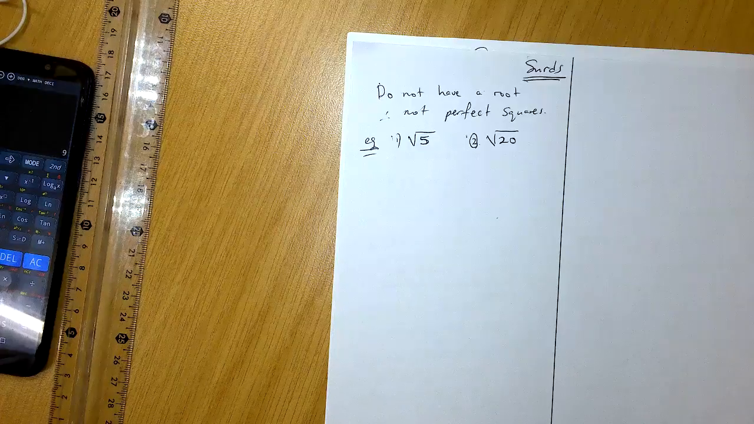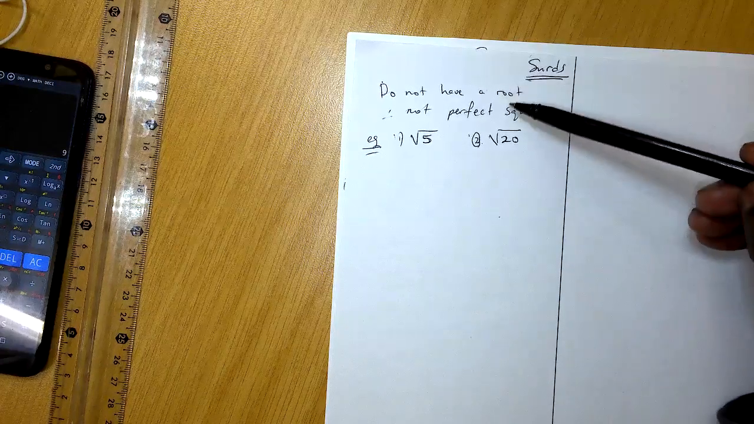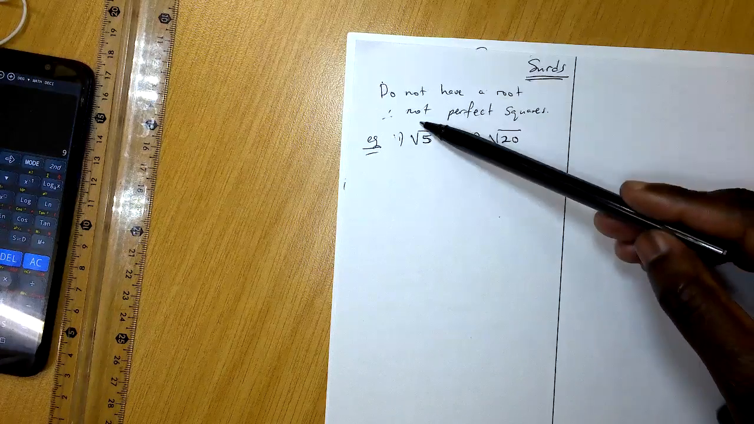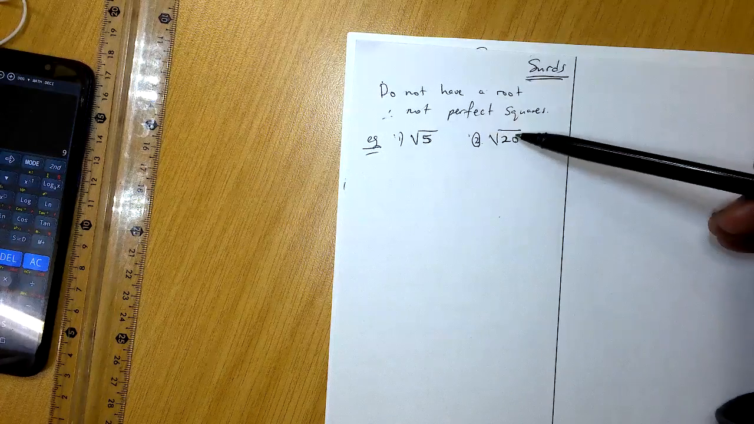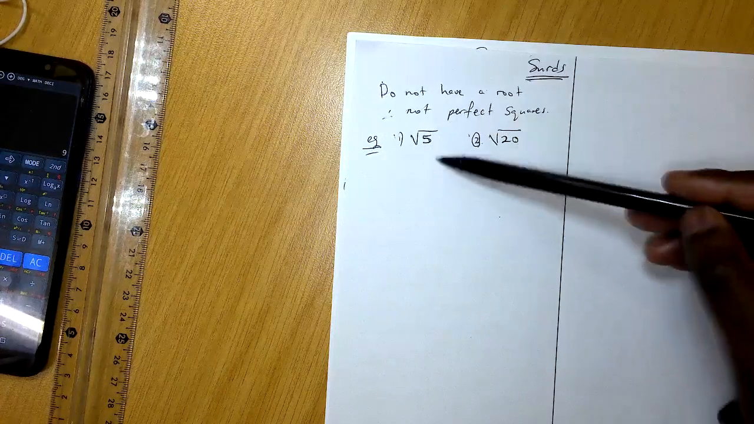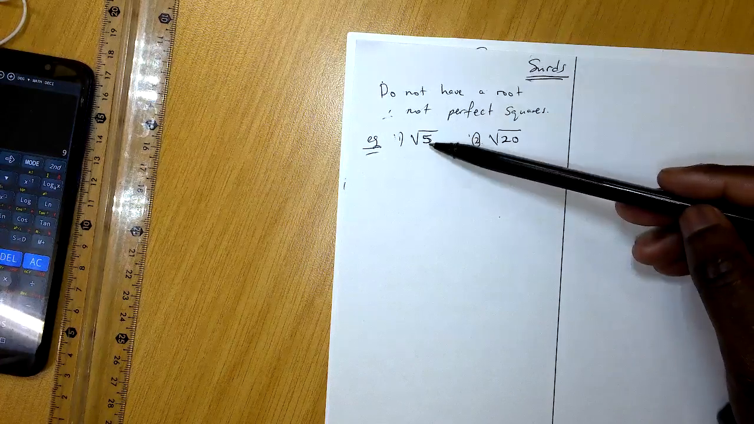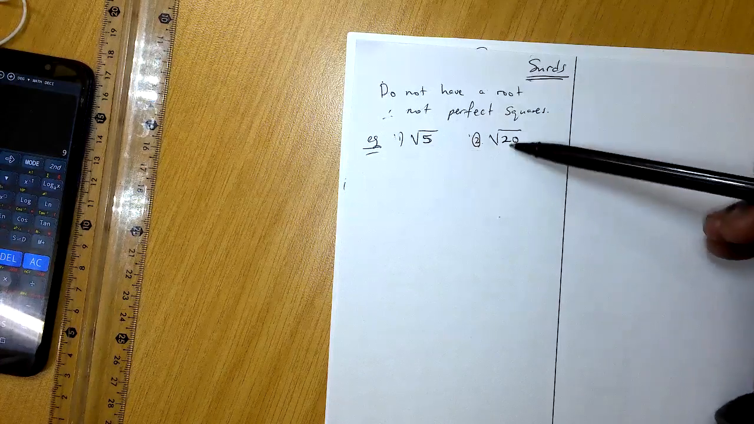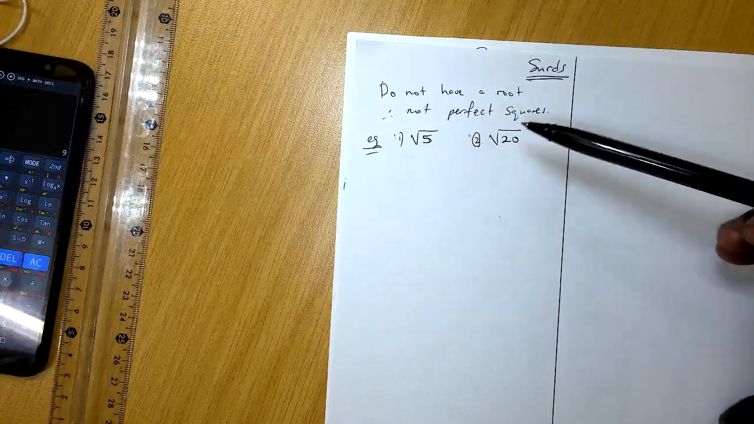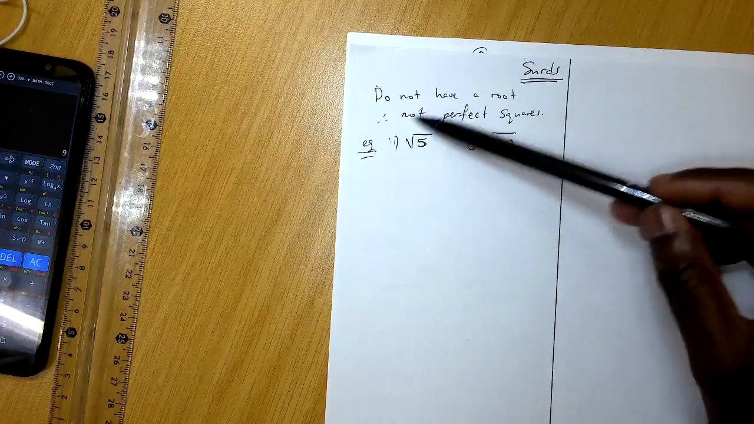Okay, so let's see what surds are here. Surds are these expressions with a root that are not perfect squares. For example, root 5. Root 5 is a surd because if you want to write root 5, you're going to get it as a decimal. Root 20. So whenever they say leave your answer in surd form, it means that you must have the root there.